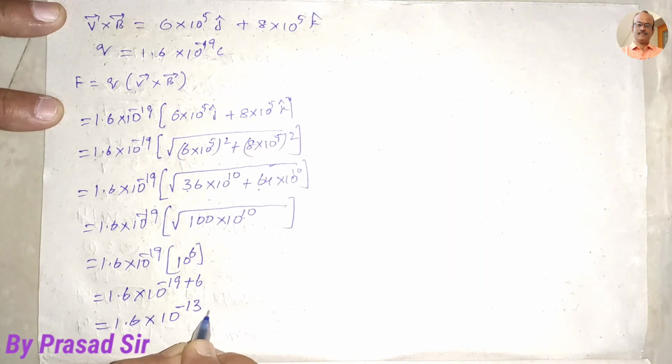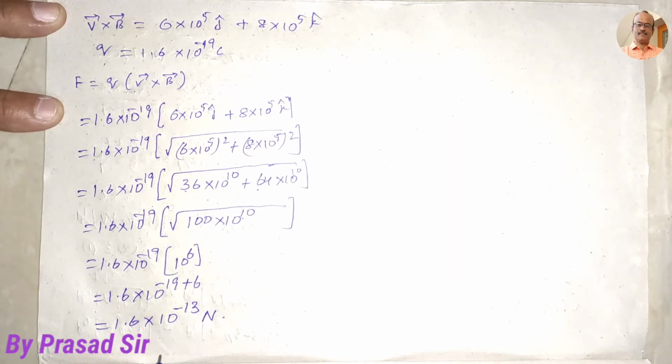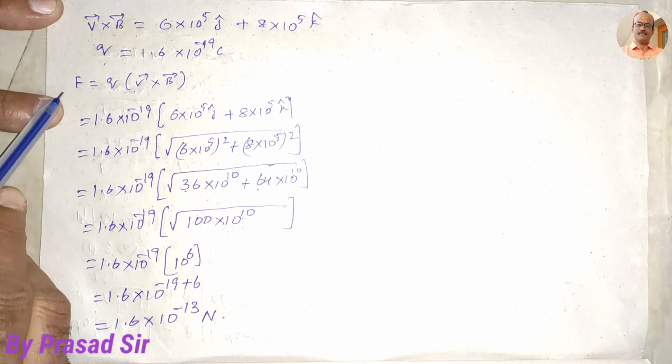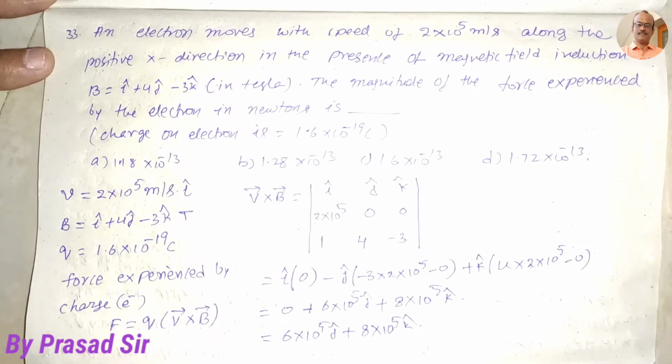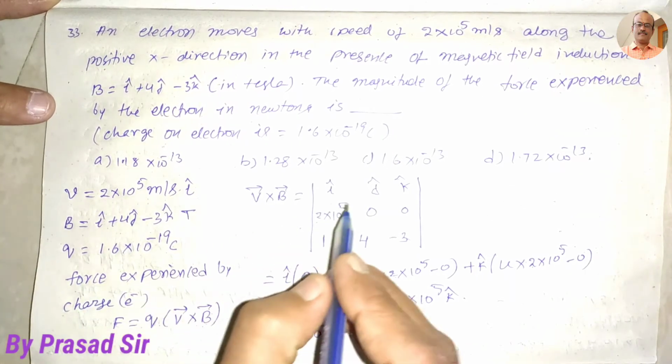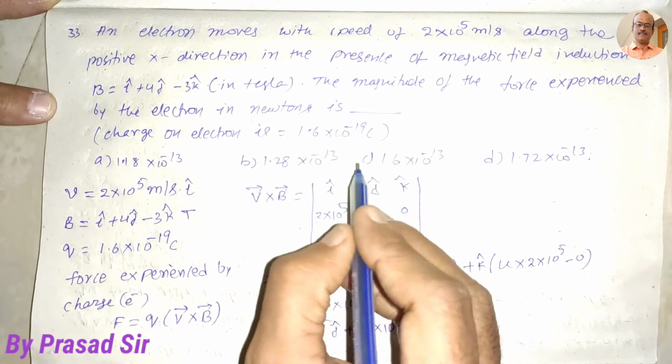newtons. That is the force that we are calculating, that is in newtons. So here the force on the charge by the magnetic field is 1.6 into 10 to the power of minus 13 newtons. Now what is the option here? 1.6 into 10 to the power of minus 13.